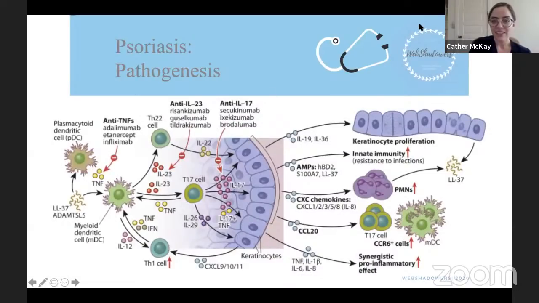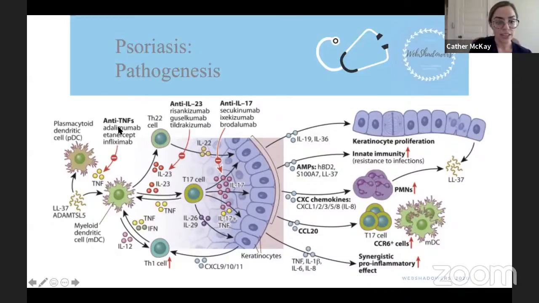This is a neat little diagram as well. Again, it's even more complex than this, but you have all these different interactions, all these different cytokines, and listed under here are medications that we have for each of these components of the pathway.